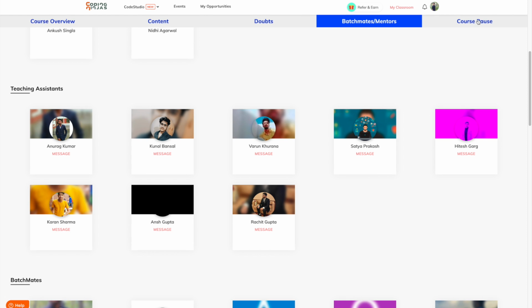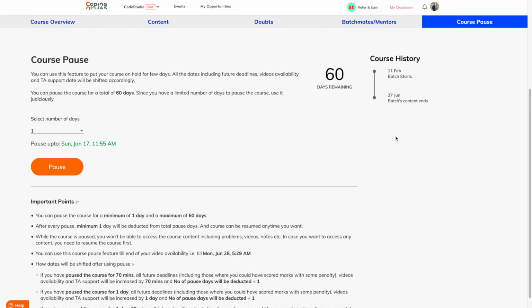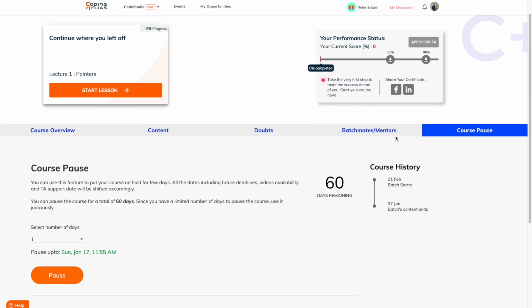Along with this, they have a course pause section. Generally, if you're enrolling in a batch which is for 6 months, you might have an exam in between, so you can pause your course for that number of days. Generally, you can pause a course for up to a maximum of 60 days. So your course gets extended by 60 days so that you can cover up again when your exam is over.